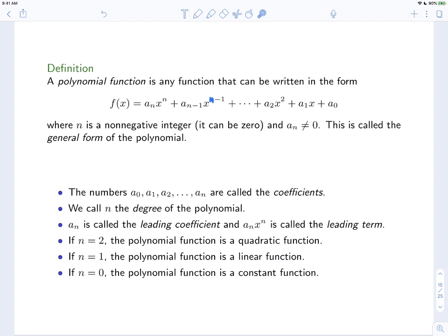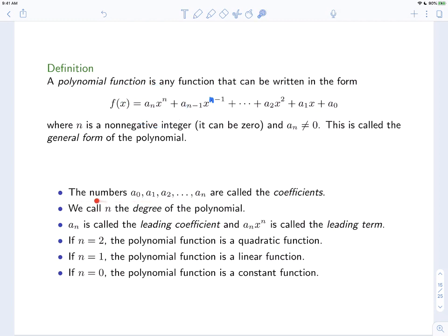This is an nth degree polynomial, so what that means is that a sub n is not 0. If a sub n was 0, then we would just get rid of this term, and then we would call it an n minus 1 degree polynomial. So you don't put in the leading term if it's 0. So I've just given away what that's called. That's called the leading term.